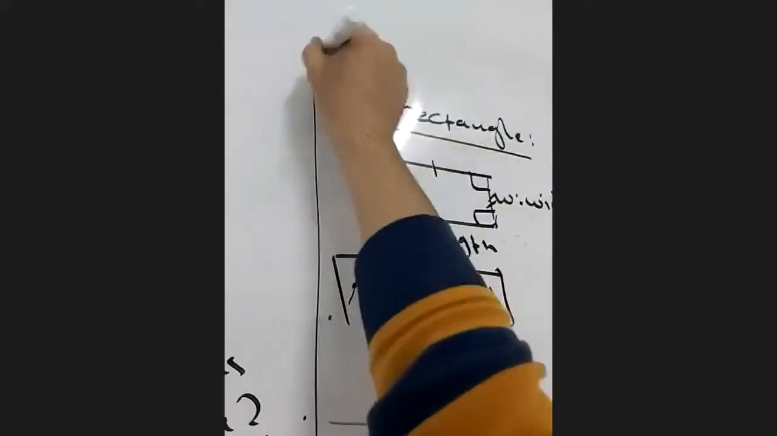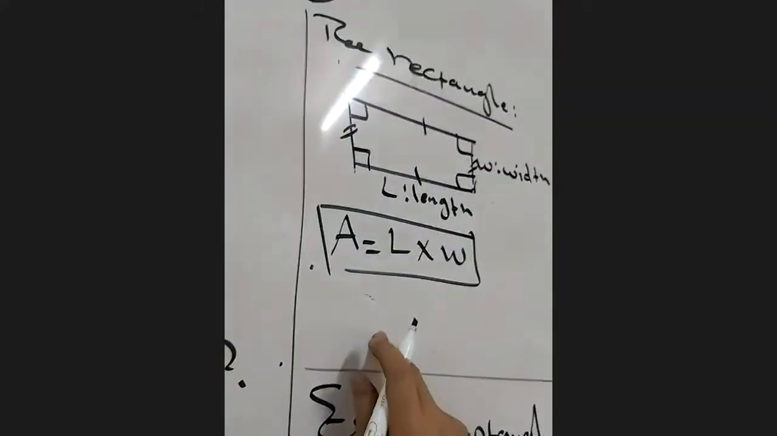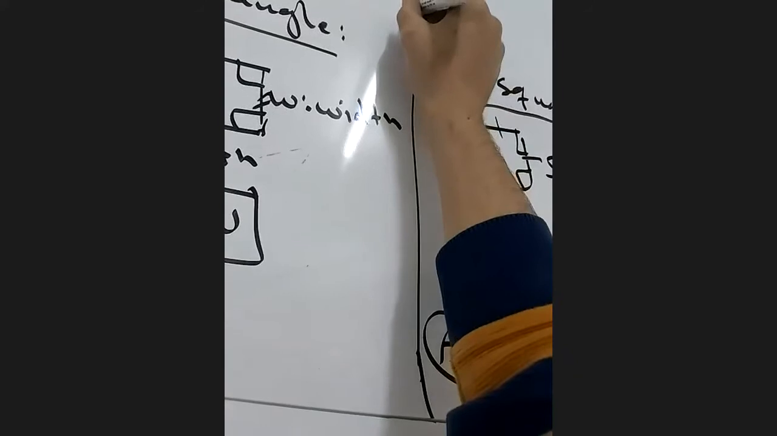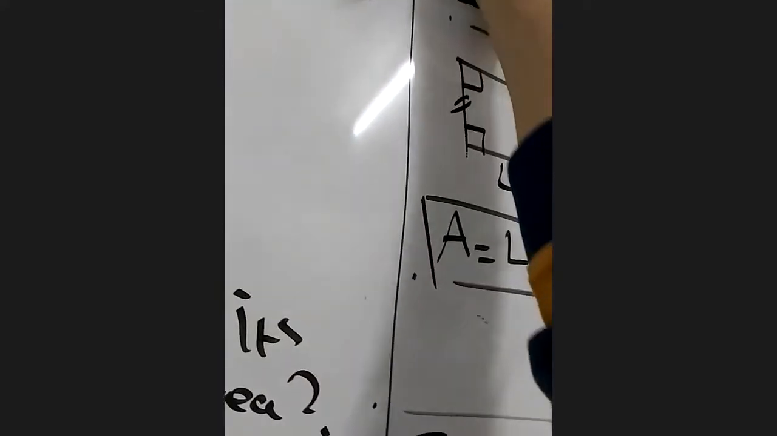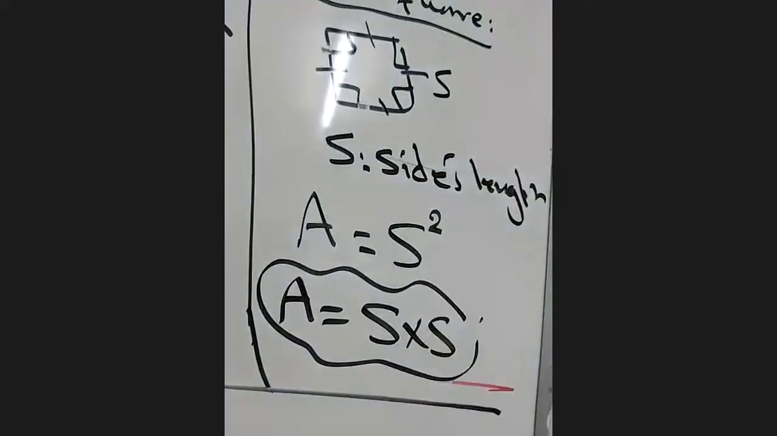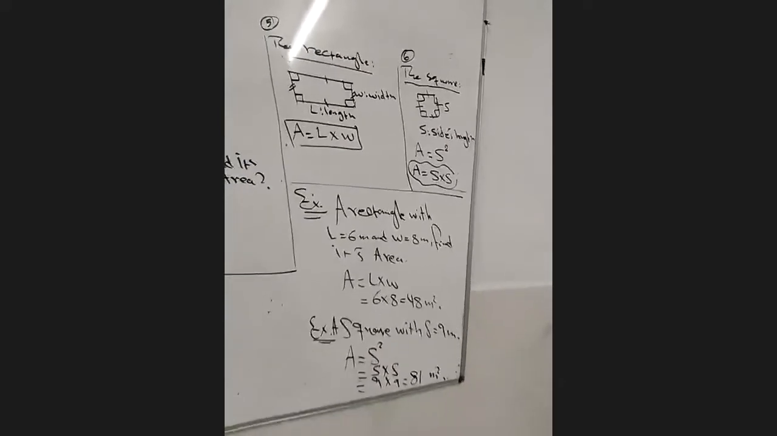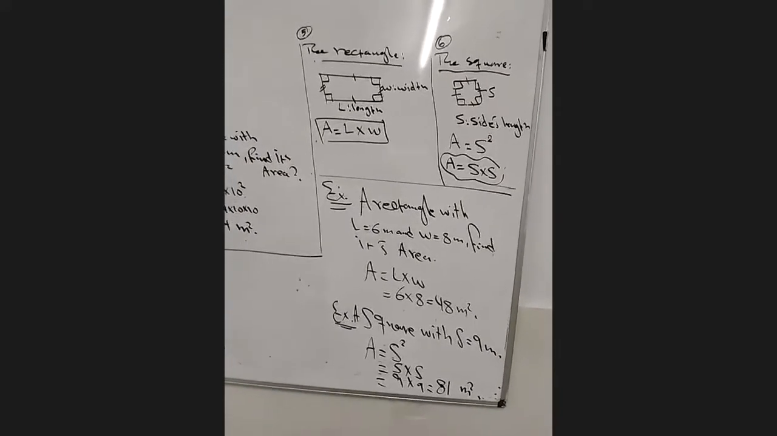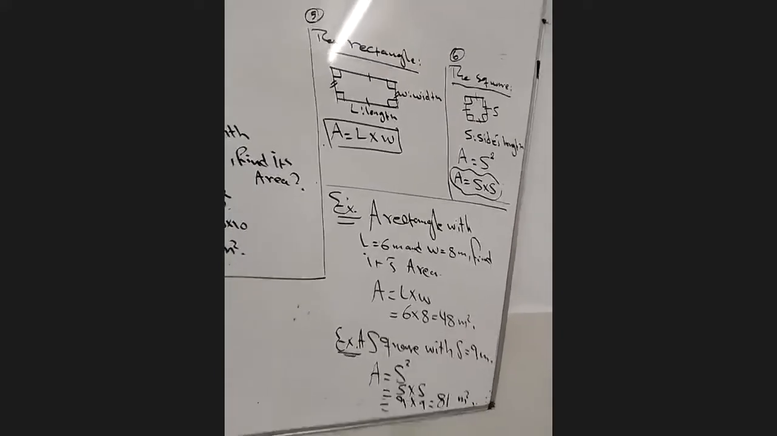Number 5, the rectangle, length by width. Number 6, the square, S by S. Hope you copy the formulas in your book and you copy the examples.